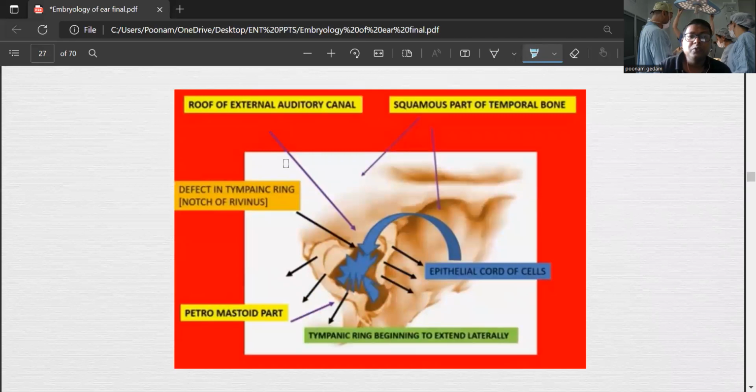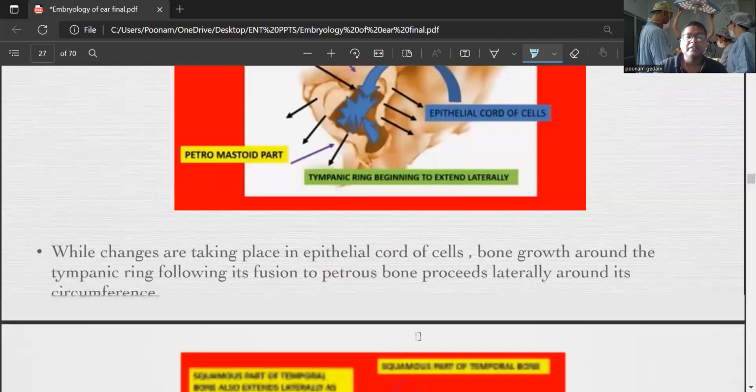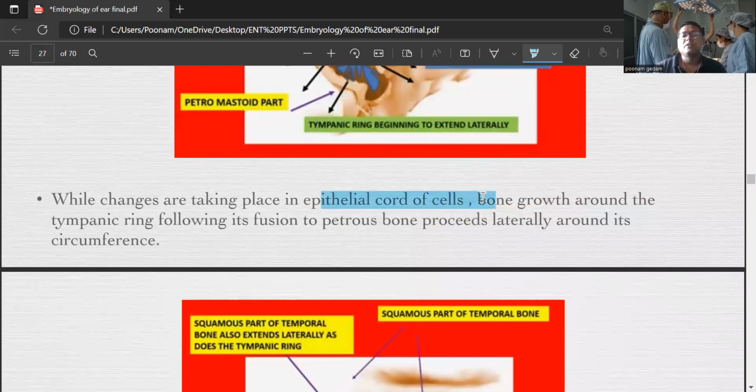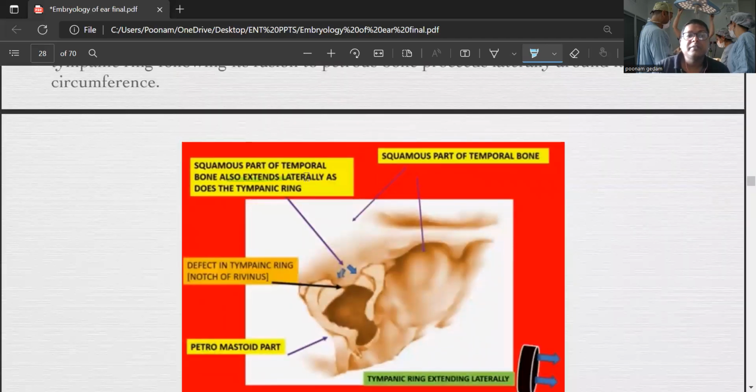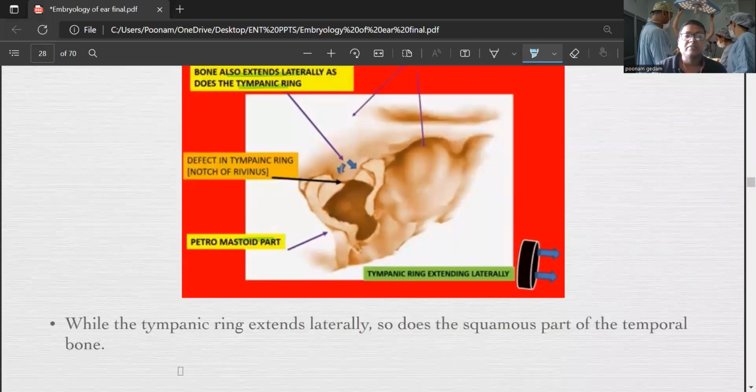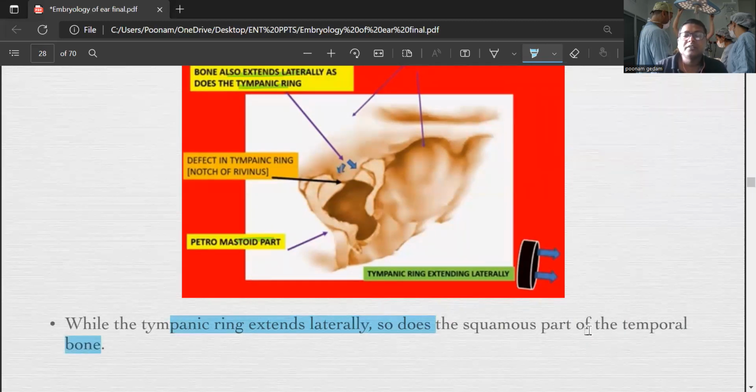This is the roof of the external auditory canal. This is the squamous part of the temporal bone. This is the epithelial cord of cells. Defect in the tympanic ring, notch of Rivinus. Petromastoid part, the tympanic ring begins to extend laterally. While changes are taking place in the epithelial cord of cells, bone growth around the tympanic ring, forming its fusion to the petrous bone, proceeds laterally around the circumference. The squamous part of the temporal bone extends laterally as does the tympanic ring. While the tympanic ring extends laterally, so does the squamous part of the temporal bone.